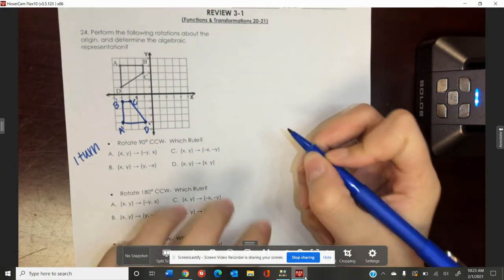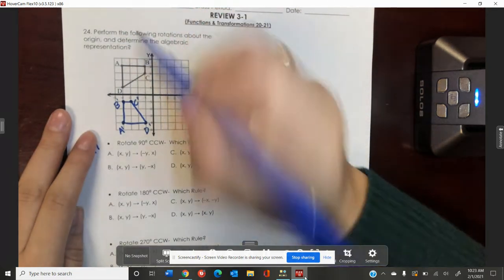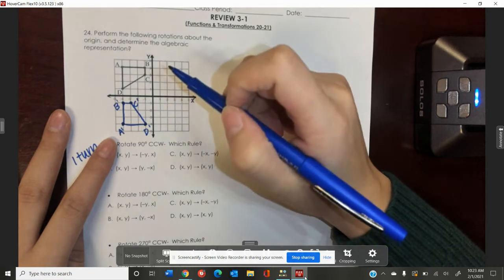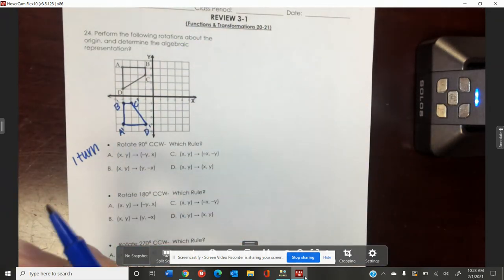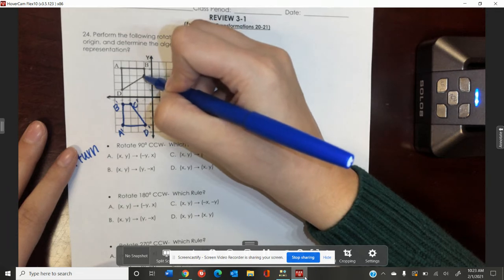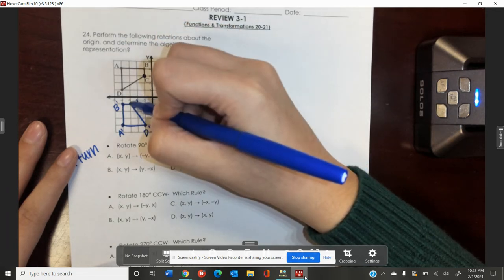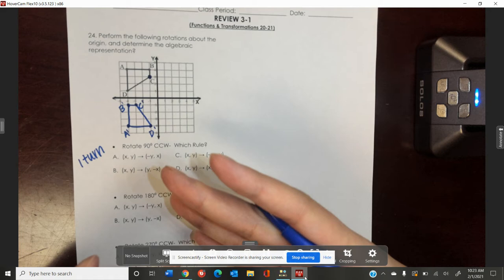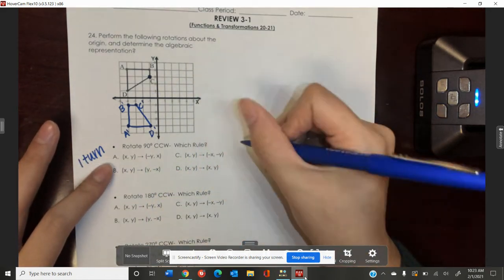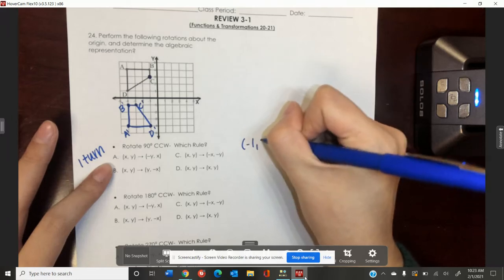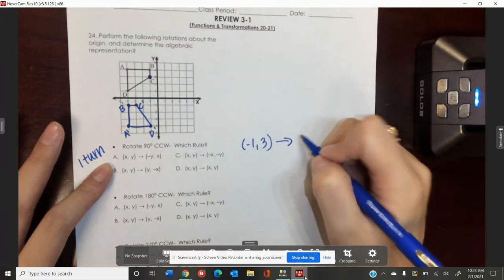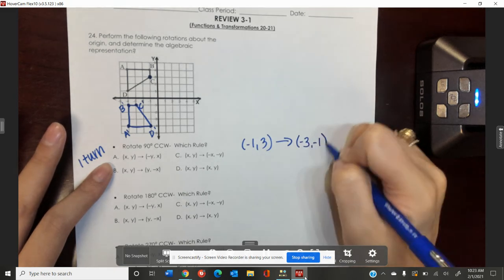So to find my rule, I'm going to pick a point. Remember, we don't want to use doubles, so we should avoid using A because that's -4, 4, and we can't really tell what changed and what stayed the same. So I'm going to use letter C, and I want to see the effect a 90-degree rotation counterclockwise would have on it. So for C, I go from -1, 3, and I'm rotating this to -3, -1.